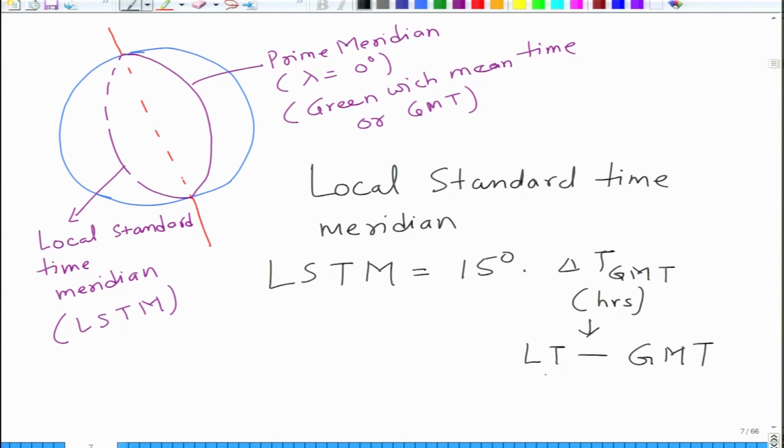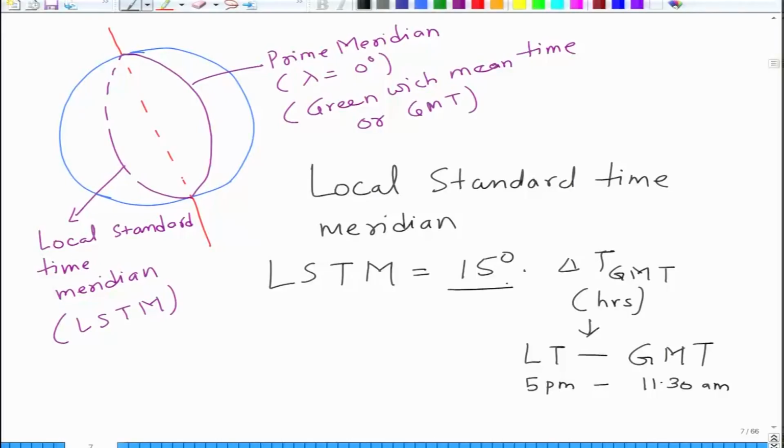So if it is 5 p.m. in India, in England it is 11:30 a.m. So the difference there is 5 hours 30 minutes, or you can say 5.5 hours. And 15 degrees comes from the fact that Earth rotates 360 degrees in 24 hours. So every hour it will rotate by 15 degrees. So this is essentially nothing but 360 divided by 24.